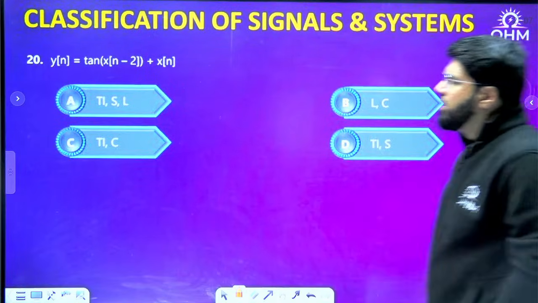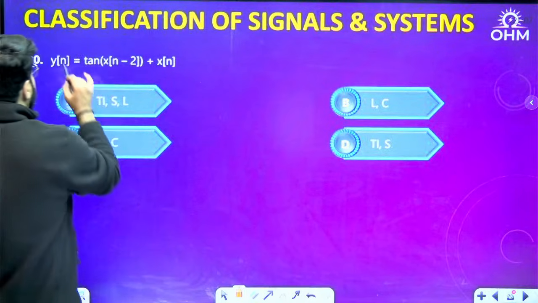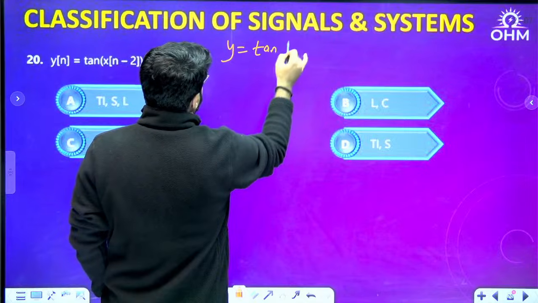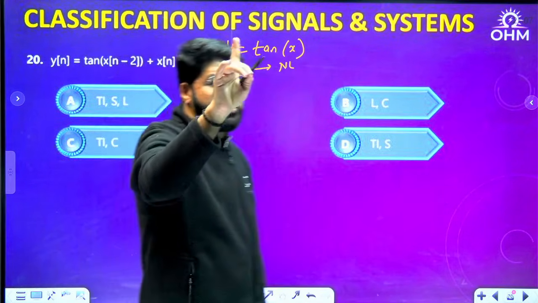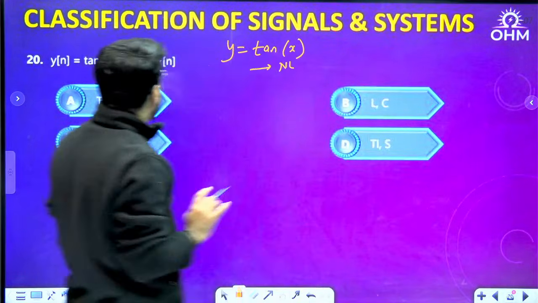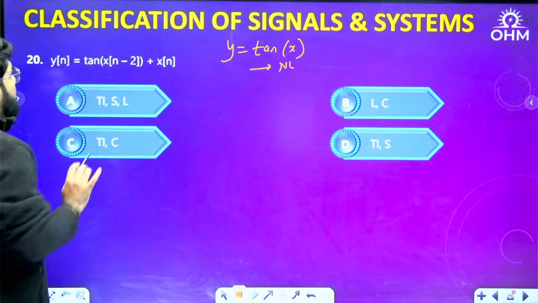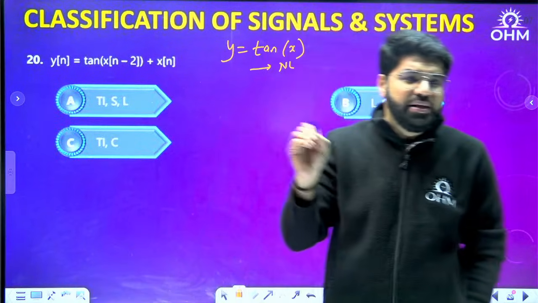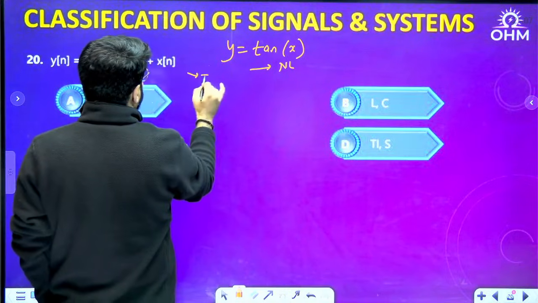Come on, next one. yn equals tan of xn minus 2 plus xn. Now see, y equal to tan of x function, this is non-linear. Only x power of one functions are linear, not inside tan, not inside cos. Many times I told you. So it is non-linear. Now see, any separate function of time? No separate function of time or no change in time argument like n square or n cube inside the bracket. Nothing. It is time invariant.